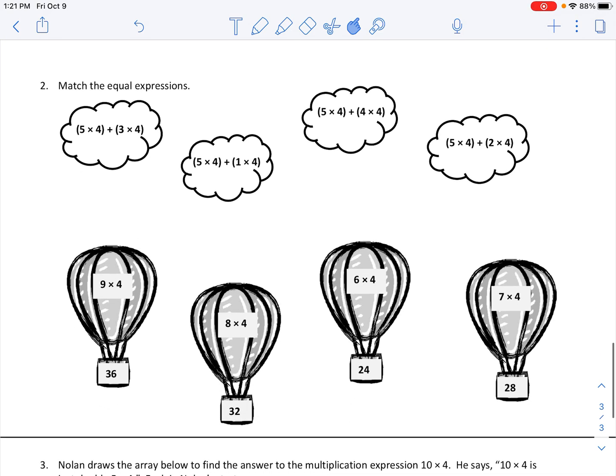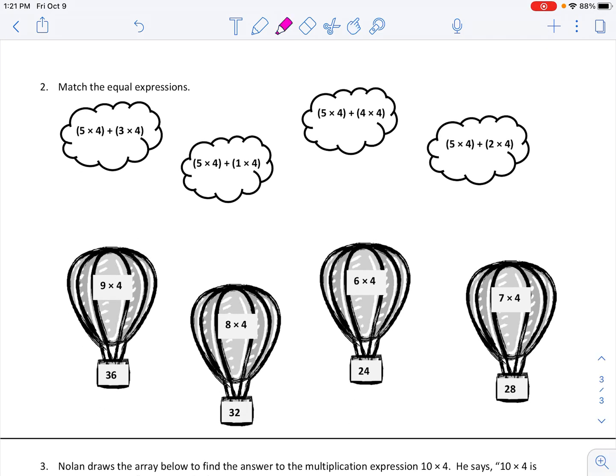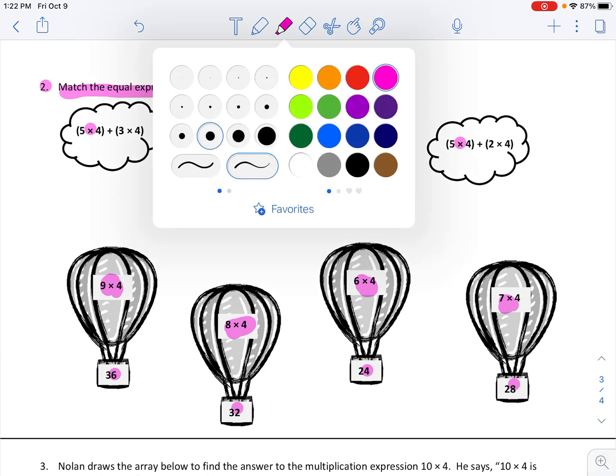All right, let's see what they have us do on this part. This one says number 2, match the equal expressions. So let's take a look at these first. Let's look at the balloons first. I have 9 times 4 and 36, 8 times 4, which is 32, 6 times 4, which is 24, and 7 times 4, which is 28. If I look at these clouds that these balloons are trying to go to, every single one of them starts with 5 times 4. So how do I figure out which cloud matches which balloon?